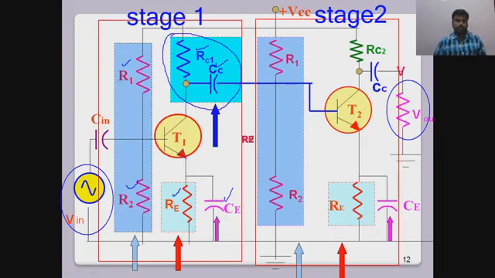This is about stage 1. Stage 2 also has the same transistor and resistors R1 and R2 for providing the potential divider bias, RE for temperature stabilization, C for emitter bypass, RC as the collector resistor, and CC as a coupling capacitor. And here is one more capacitor, the input capacitor C in.